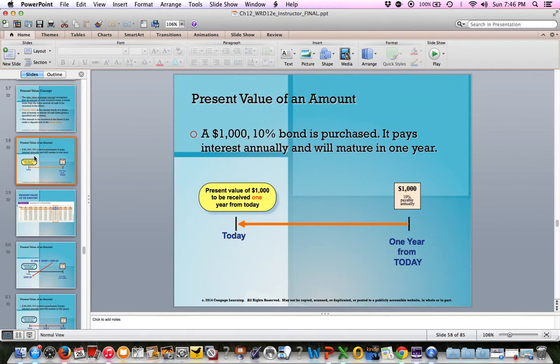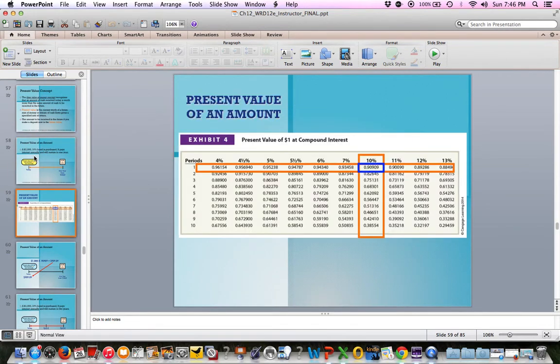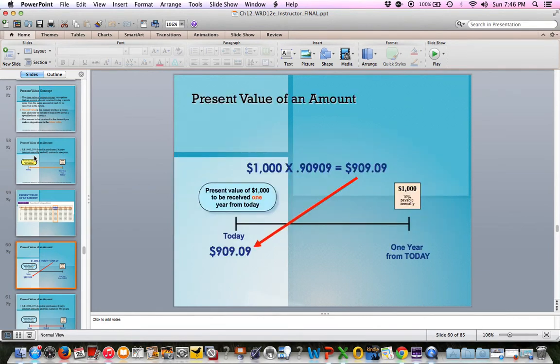So you look at what they call a present value table, and your book would have these towards the back. It says present value of $1 at compounded interest. And you see the 10% at 1 year, 0.90909. So if I take 1,000 times 0.90909, that $1,000 in a year at 10% is worth $909.09 today. So if I put aside $909.09 and earn 10% on it, in 1 year it's worth $1,000.